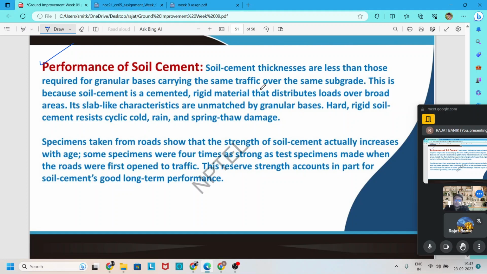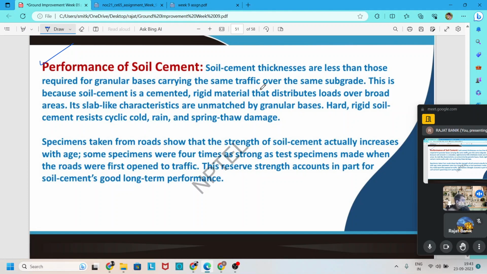Specimens taken from the road show that the strength of the soil actually increases with age. Some specimens were four times as strong as the test specimen made when the road was first opened to traffic. The reserve strength accounts in part for the soil cement's good long-term performance.